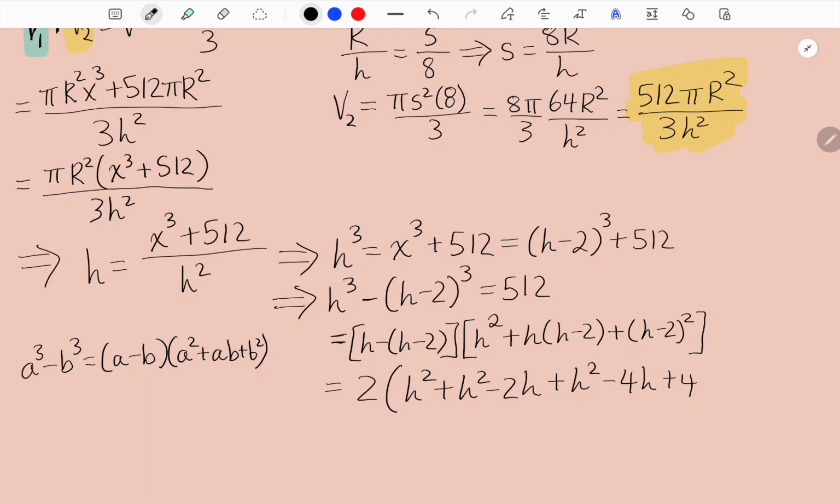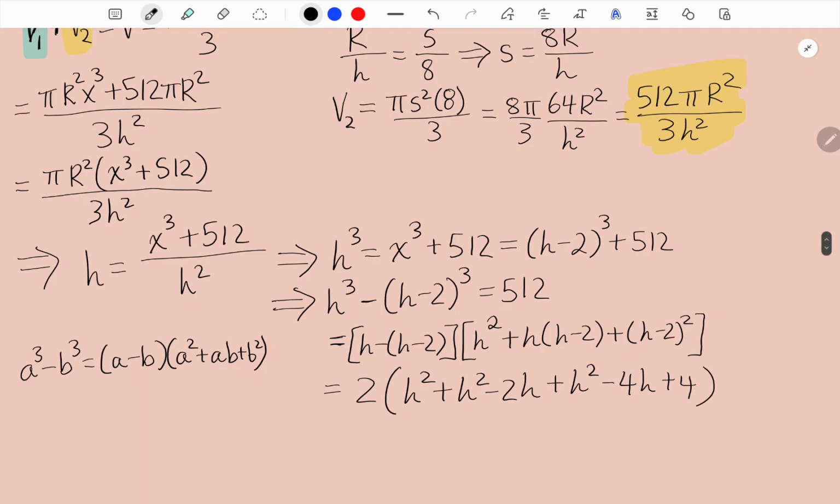This is not just h squared minus 2 squared. We must subtract 2ab, right? 2 times 2 times h, so this is minus 4h. Don't forget that. Which is equal to 2 times, so h squared plus h squared plus h squared is 3h squared, minus 2h minus 4h is minus 6h, and then plus 4.